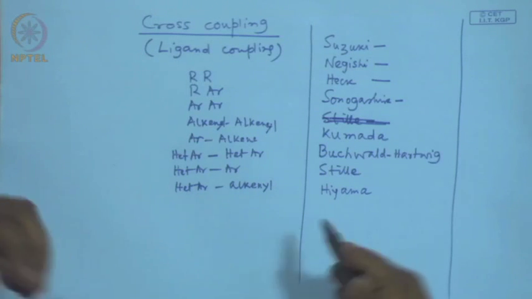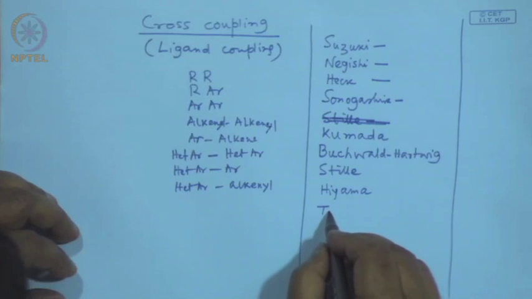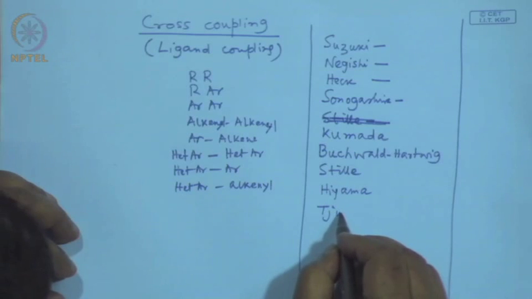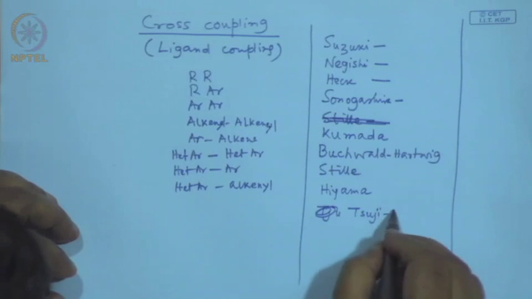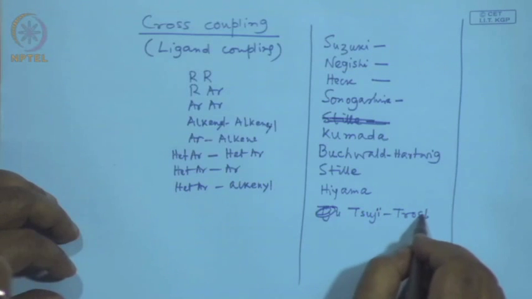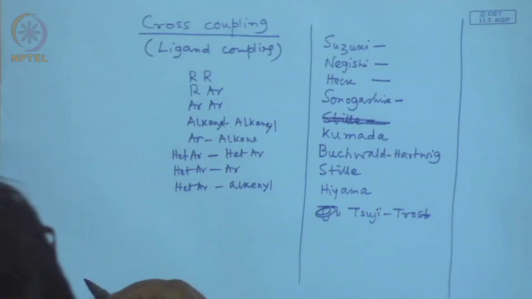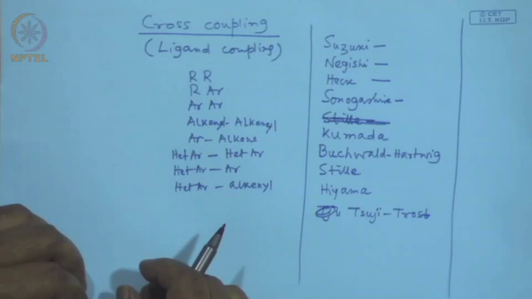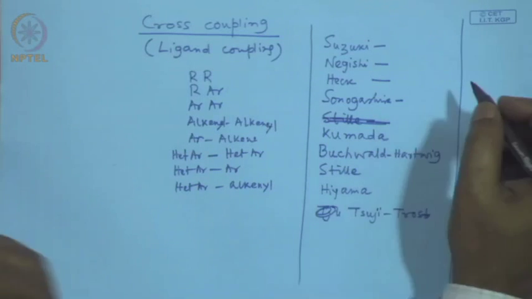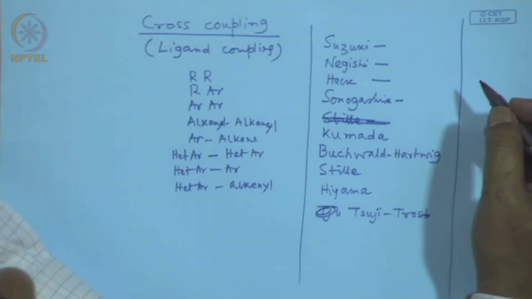Toruhu Fukuyama, yes, I know. And then there is one more, Suji Trost coupling. I think there are many others, of course, but these are the main ones. Now, you have to know a little bit about the strengths and weaknesses of each.